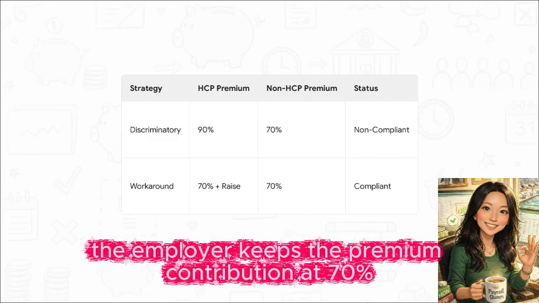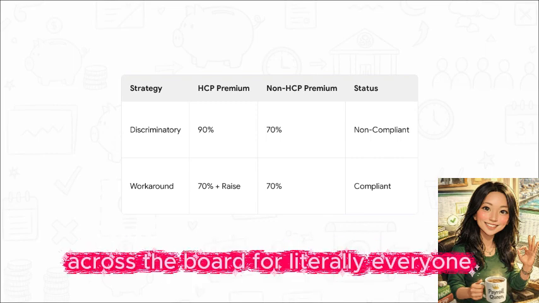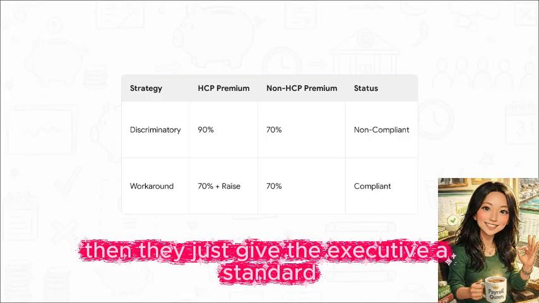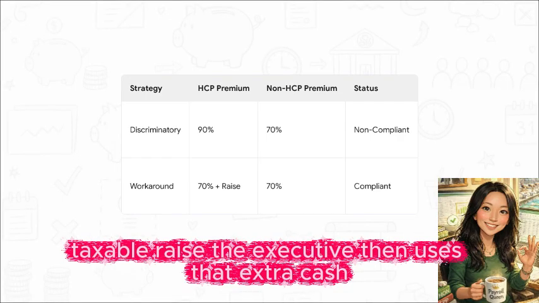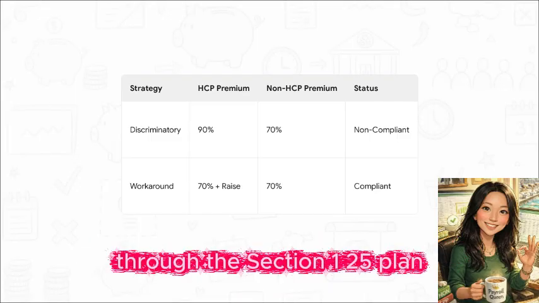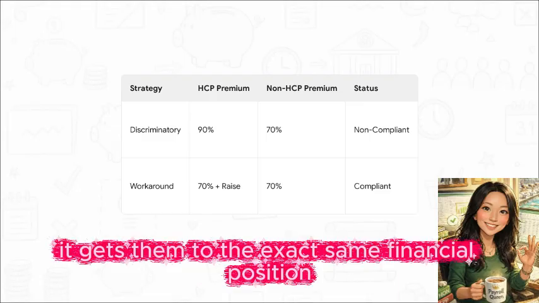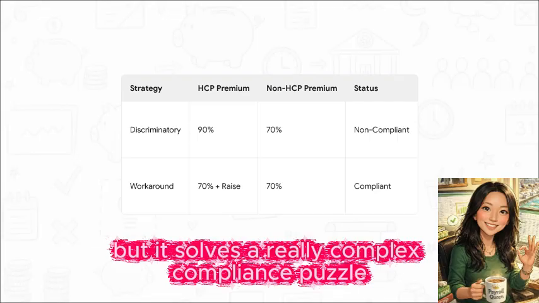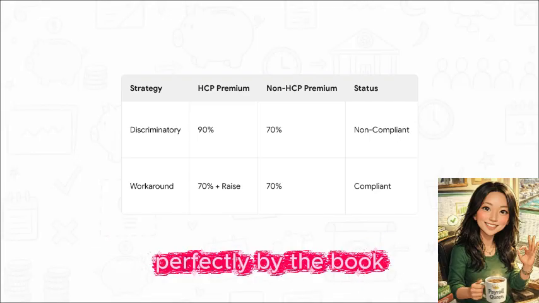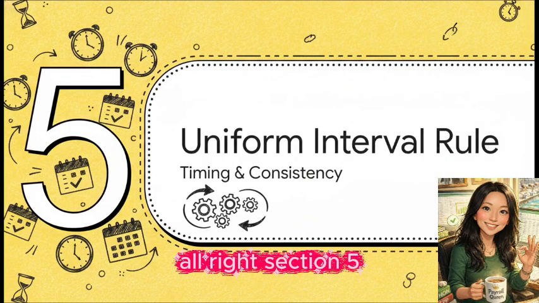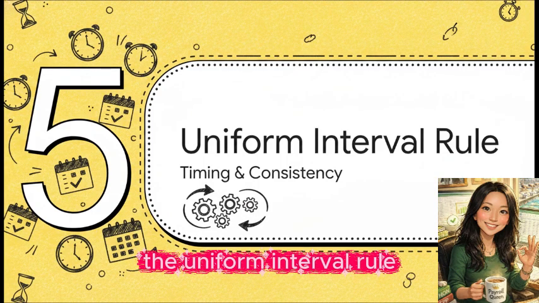The employer keeps the premium contribution at 70% across the board for literally everyone. Then they just give the executive a standard, taxable raise. The executive then uses that extra cash through the Section 125 plan on a pre-tax basis to pay their share of the premium. It gets them to the exact same financial position, but it solves a really complex compliance puzzle perfectly by the book. All right, Section 5, the Uniform Interval Rule.